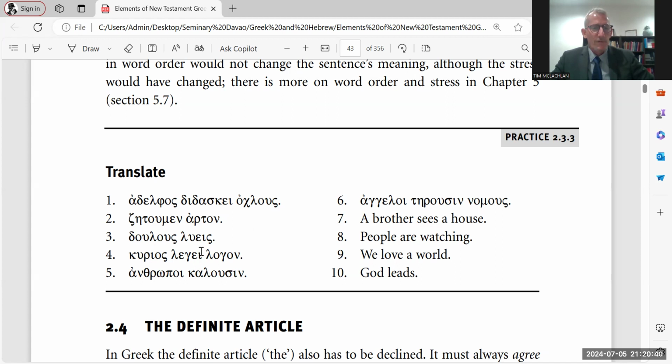I think if you work through it slowly, you should be able to do these. I don't want to do these again for you, but if you know the verbs and you know the endings, just do it word by word, try to work it out. And then you're going back to the Greek for this as well.